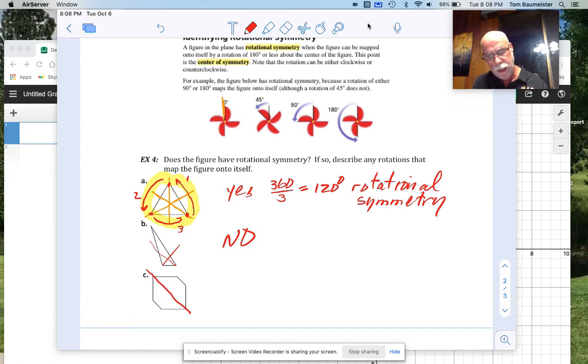Let's see, can I do any more lines of symmetry? Well, it looks like I can do this one here. Now again, this is just lines of symmetry that we learned just the other day. Remember, I told you I didn't put it on the notes, but I showed it to you. And then this one right here would be the same. So it has 3 lines of symmetry.